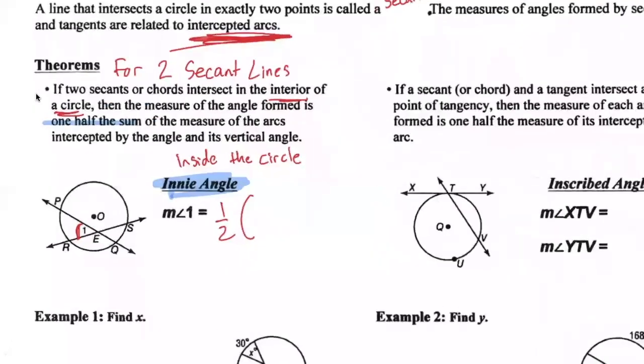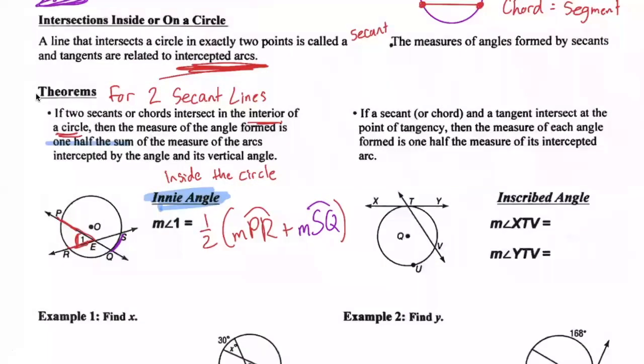So what arc does angle 1 intercept? It's going to intercept the measure of arc PR plus, what's the other arc on the other side? SQ. So again, that's related to the formula that we saw from above. Cool with that? Thumbs up, we good?